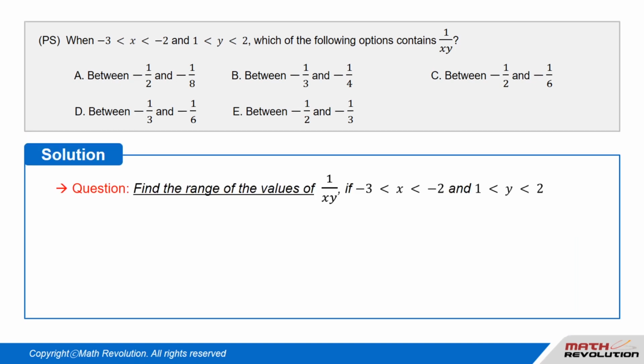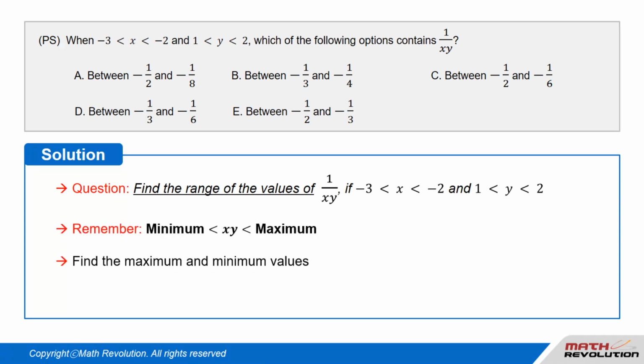We are required to find the range of the values of 1 over x times y if -3 is smaller than x, which is smaller than -2, and 1 is smaller than y, which is smaller than 2. This type of question frequently appears in the exam as the first question. You should get this one right because the beginning of the exam is important.